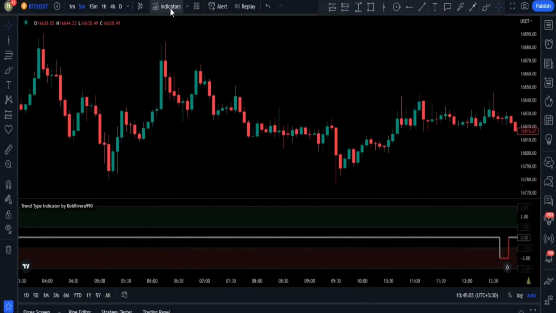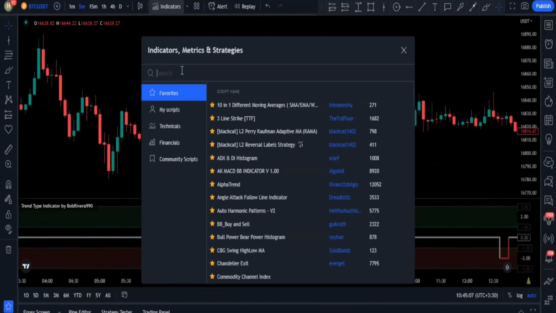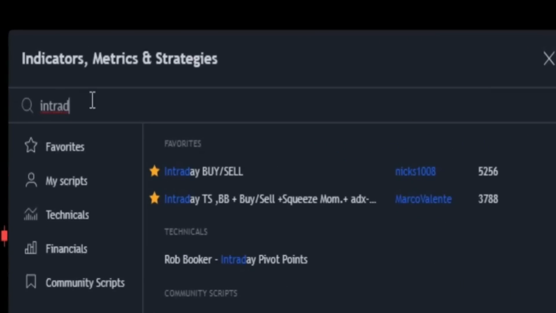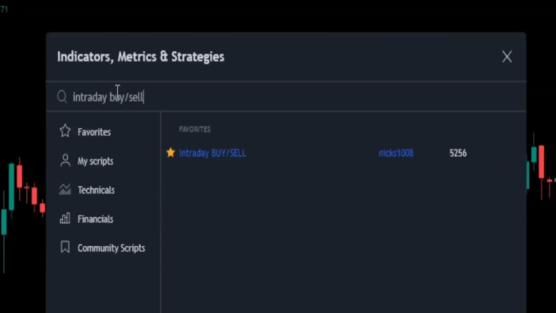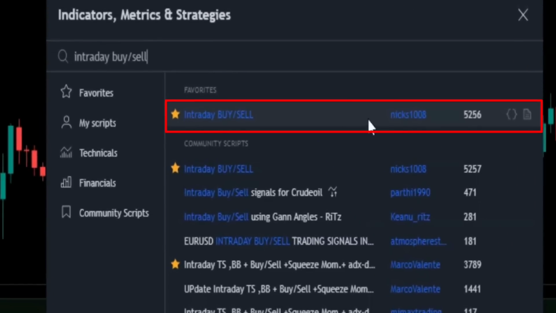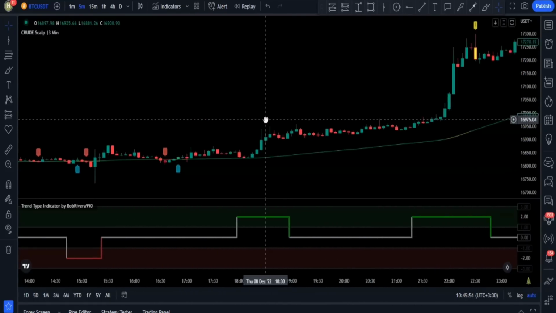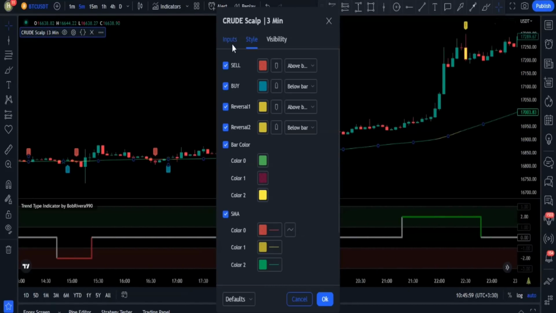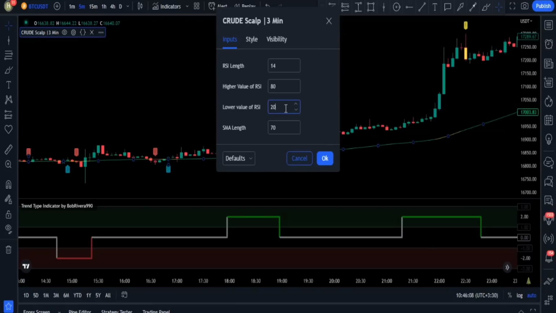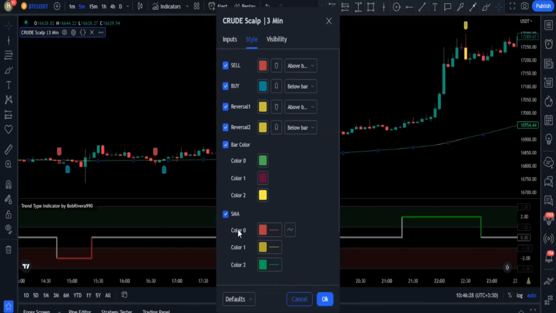Now, let's get back to the Indicators tab and apply our second indicator to the chart. In the search bar, we type Intraday, buy, sell, and add this indicator to our charts. But if we want to use this indicator, we have to optimize it. So we open its settings and in the Inputs tab, we change the lower value of RSI option from 20 to 24. Then we change the SMA length option from 70 to 100. Next, we move on to the Style section and in here, we need to change all SMA color options, which are different colors, to a single color.